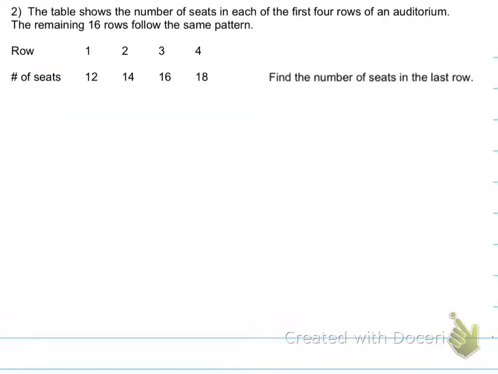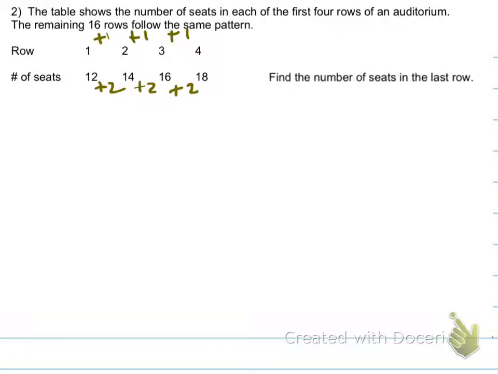Number 2, the table shows the number of seats in each of the first 4 rows of an auditorium. The remaining 16 rows follow the same pattern. So you can see that the number of seats depends on the row. There are many different strategies you could use. You can notice that the number of rows increases by 1 each time, and every time we add another row, we add 2 more seats.